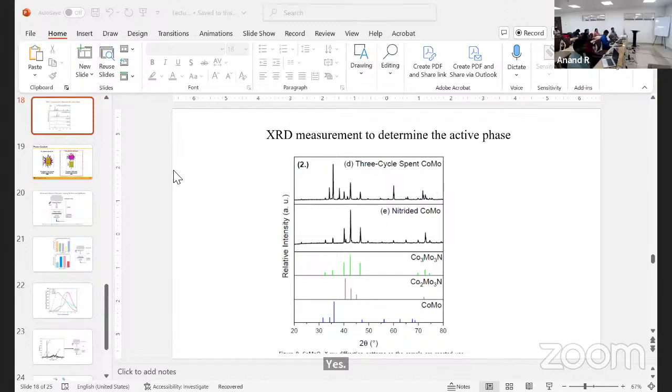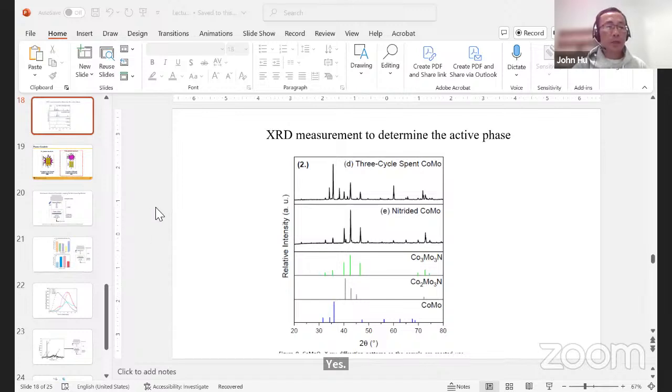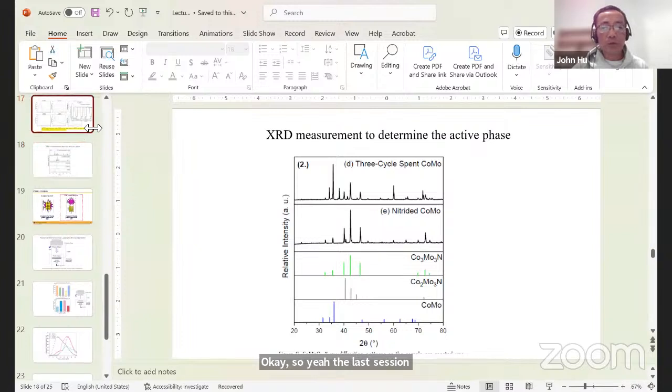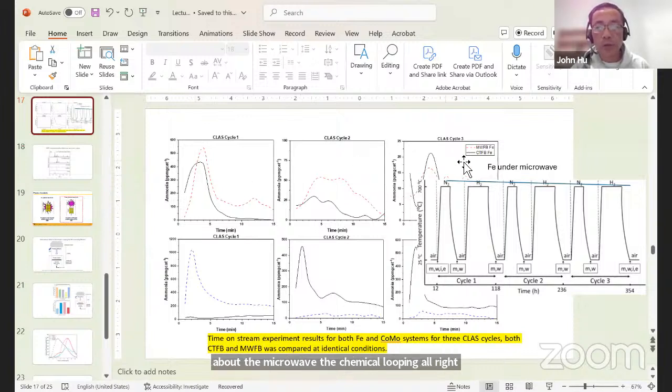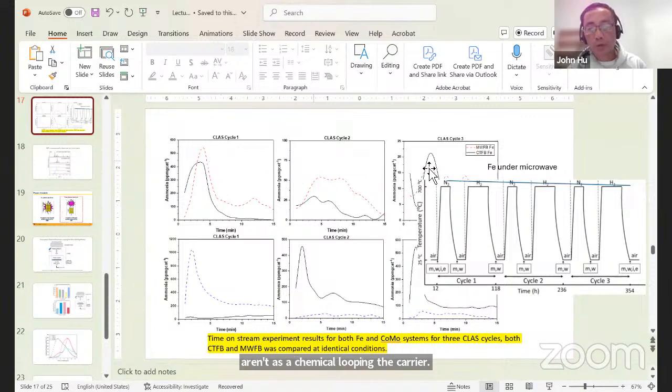So yeah, in the last session, I think we spent quite a bit of time talking about microwave chemical looping. Basically, we select two materials, iron as a chemical looping carrier, and then under microwave we run 3 cycles, and the microwave is always better.